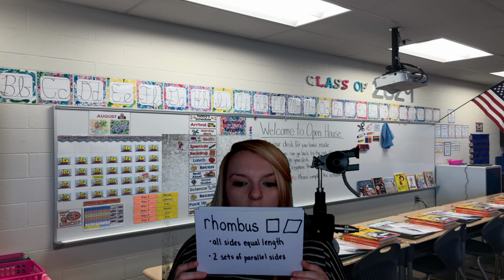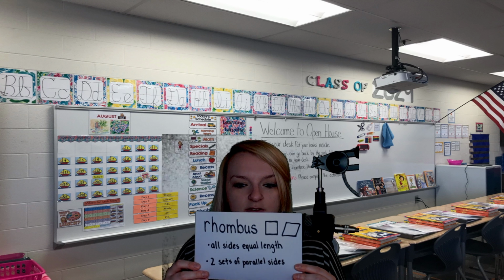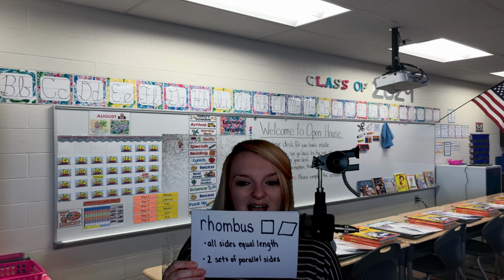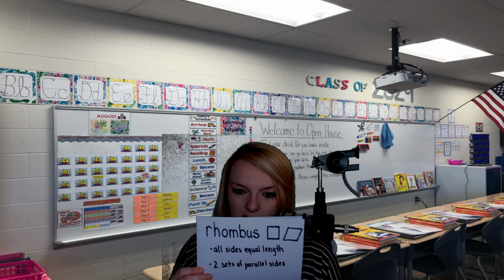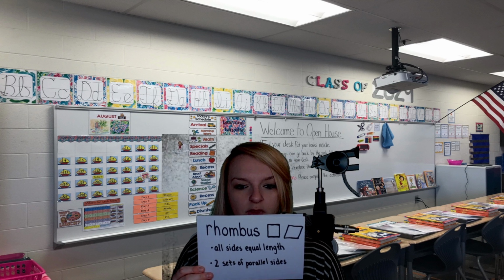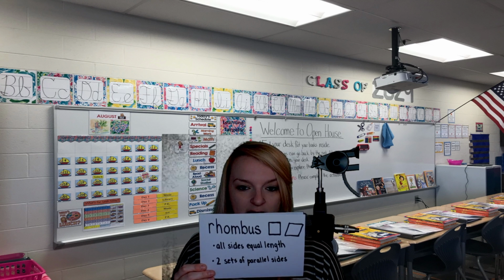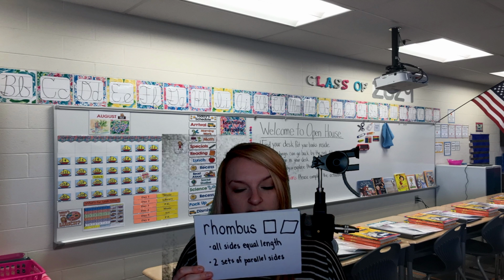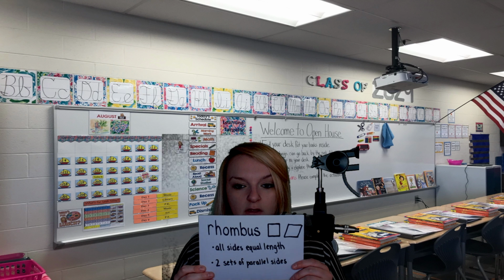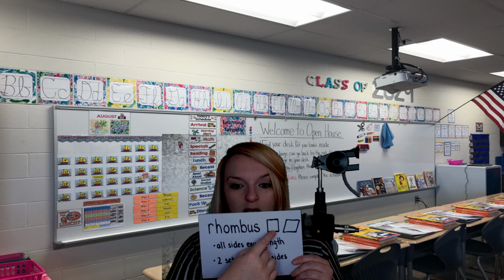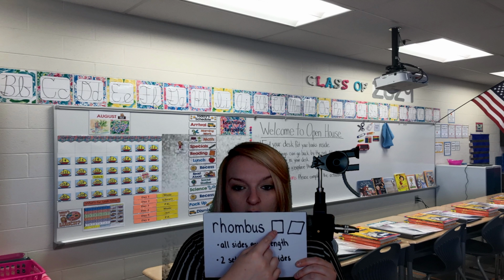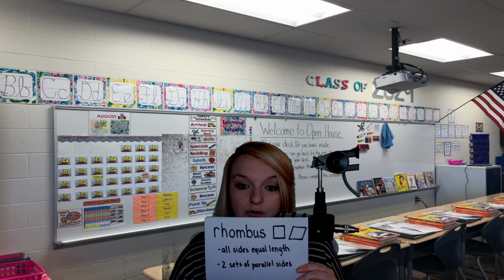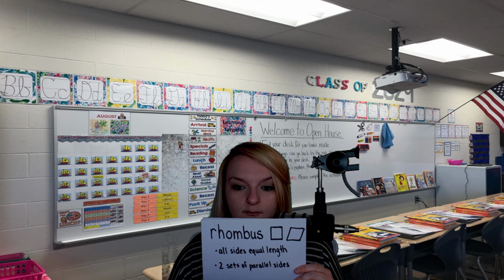Lastly, we have a rhombus. Rhombus is tricky because people always think of a rhombus being the same as a diamond. And in a way it kind of is, but not always. All the sides have to be equal. And it has to have two sets of parallel sides. You'll see here again, I have a square. All the sides of a square are equal, and a square has two sets of parallel sides.